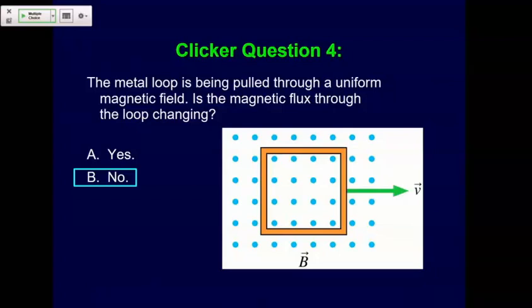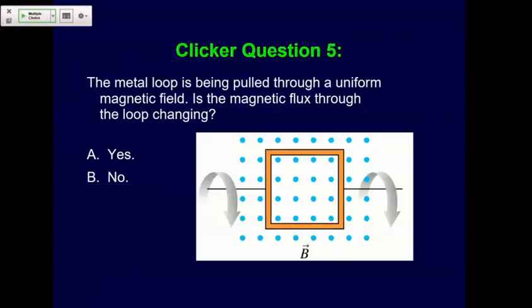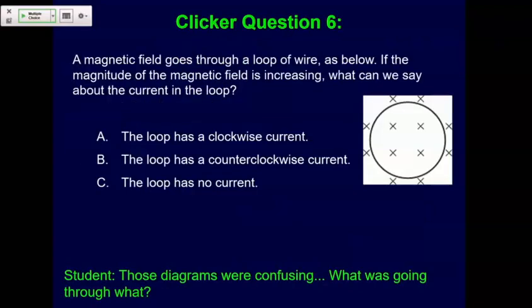Okay, so we're going to answer the same questions we just answered for that other situation, but for more general situations. So this would be a yes for the magnetic flux through it changing. And here's how you look at one of these problems. I'm not sure if this is one from last night, but this is a similar one. We have this loop, and we show the magnetic field going through it. A magnetic field goes through a loop of wire as below. If the magnitude of the magnetic field is increasing, what can we say about the current in the loop?